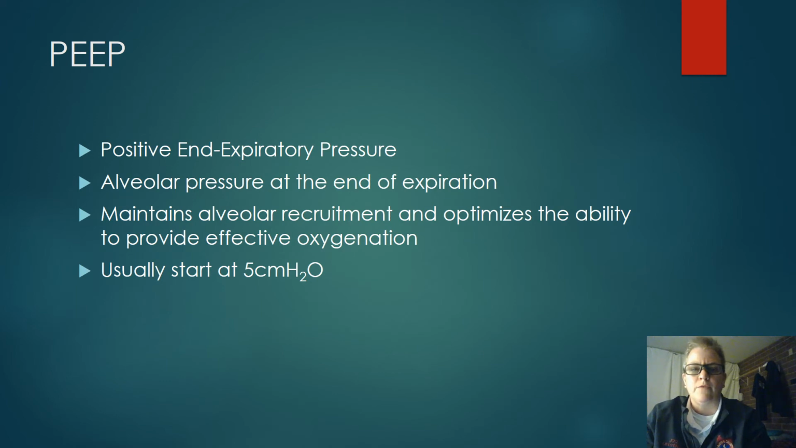Okay, PEEP. We're at PEEP. We know what that is. We've been using it. Positive end expiratory pressure. It's the alveolar pressure at the end of the exhalation or the expiration. Maintains alveolar recruitment. So we want that. We want those alveoli to stay nice and plump and open. We don't want them shut and shunted down. It helps optimize the ability to provide effective oxygenation. We usually start that at 5 centimeters of water pressure.